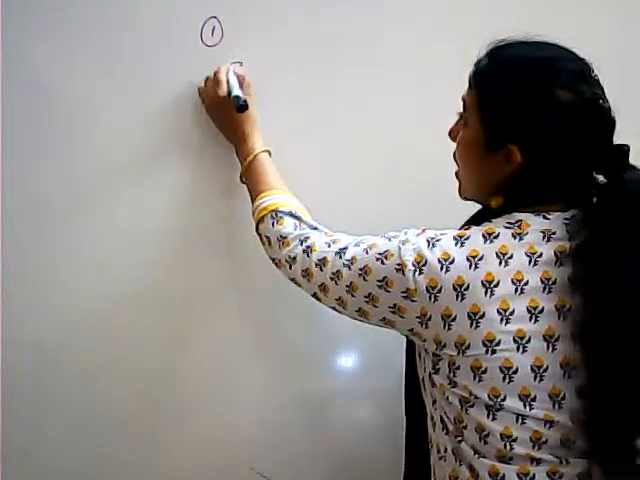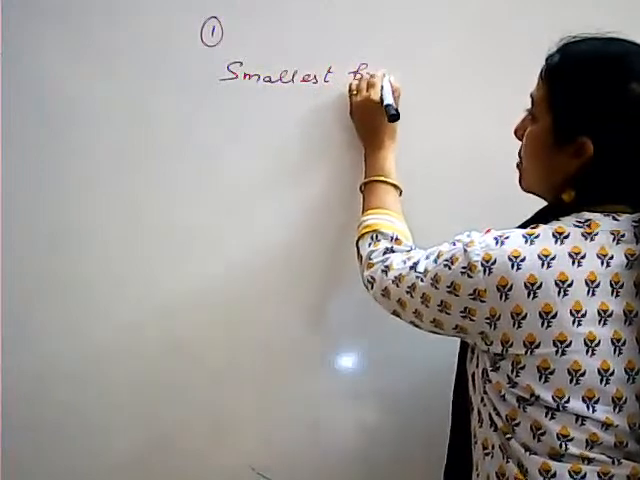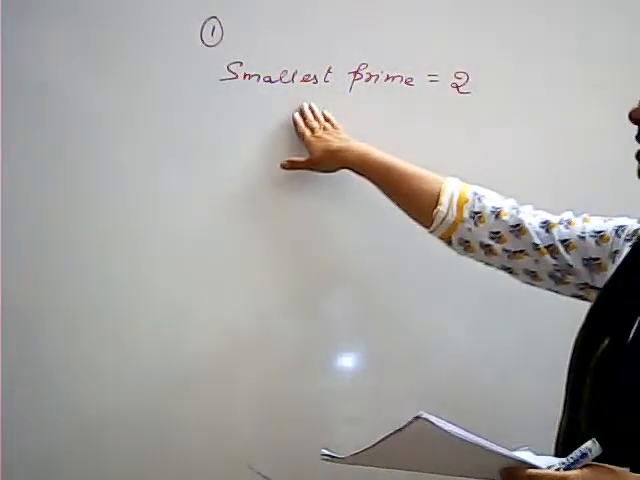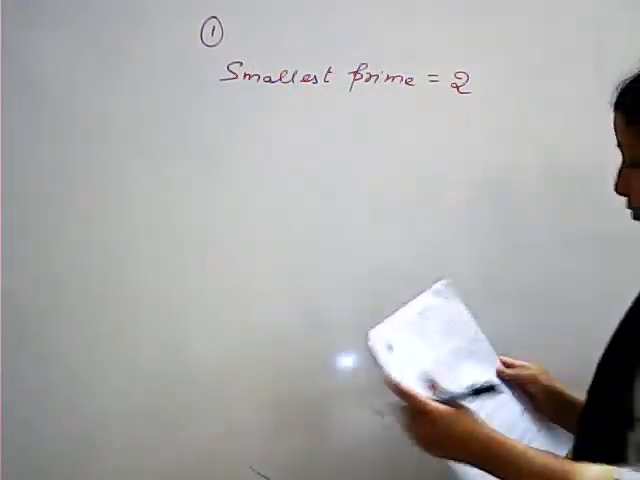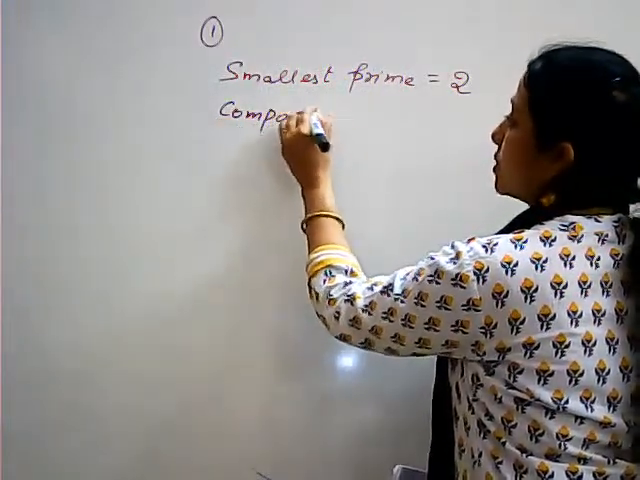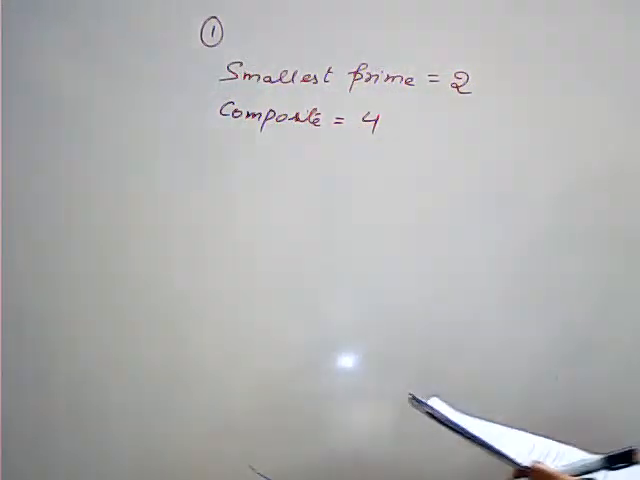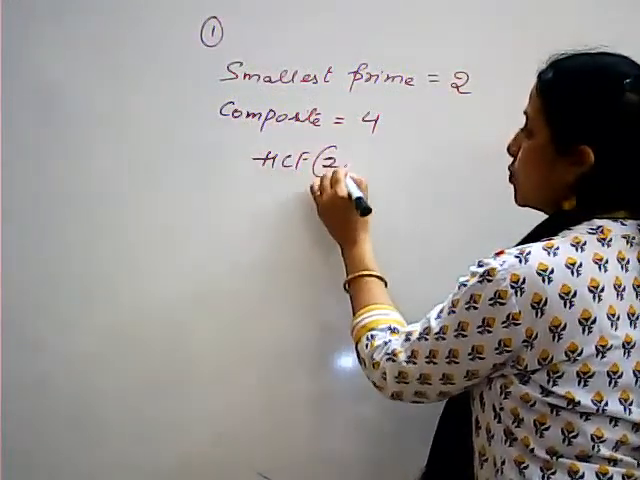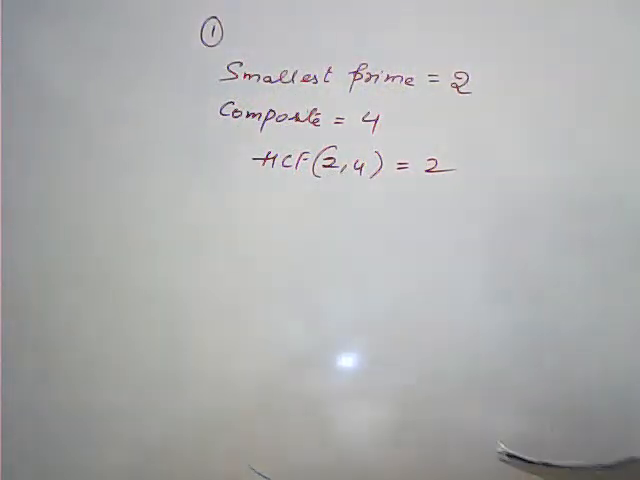First you have to write the smallest prime number. The smallest prime number is 2. If it is said that you have to write the smallest even prime number, that is also 2. And you have to write the smallest composite number, which is 4. Now you have to find the HCF of these two numbers, 2 and 4, and that is equal to 2. So the answer for the first question is 2.